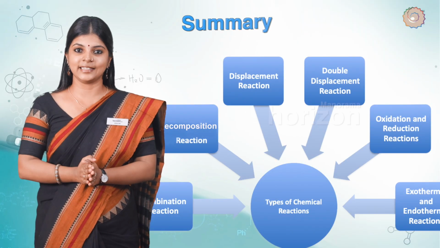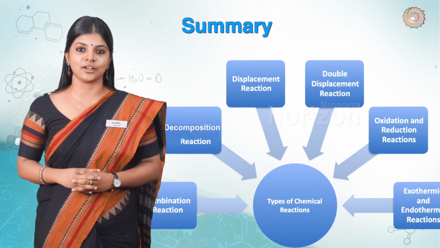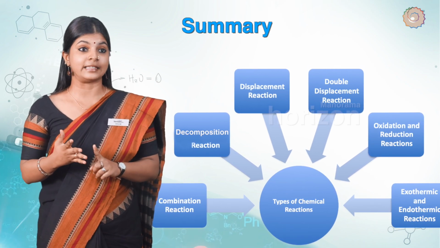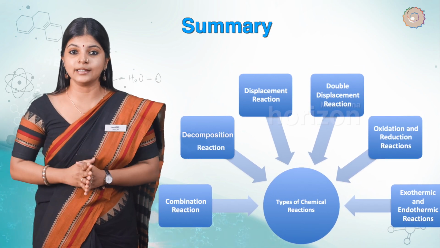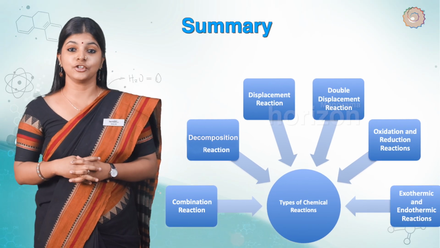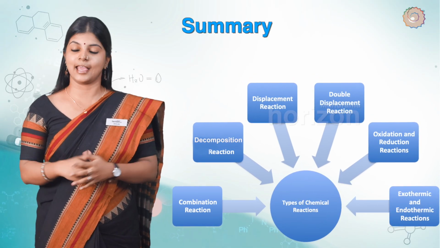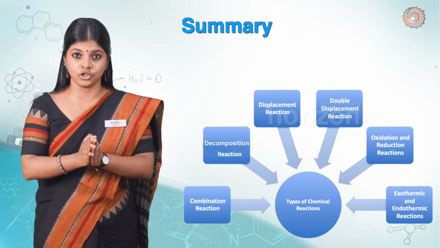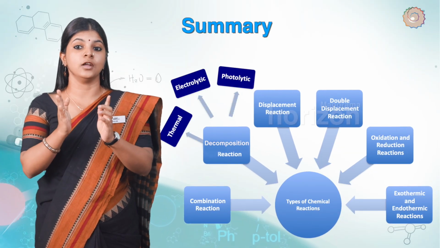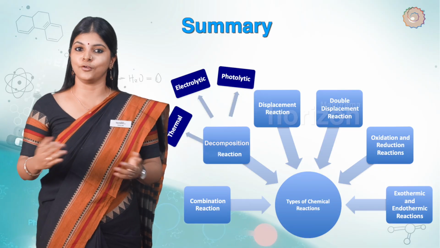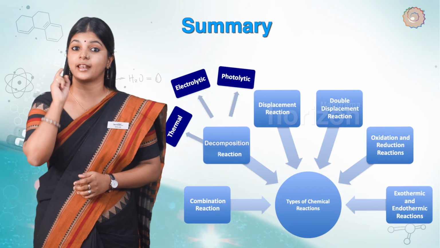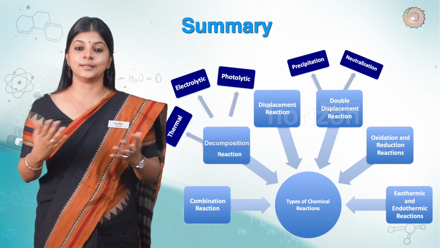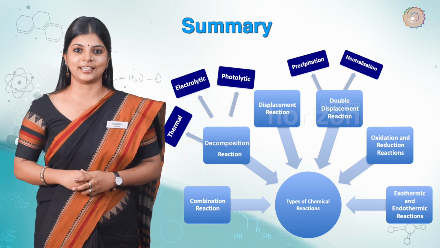Now to summarize, the different types of chemical reactions include combination reaction, decomposition reaction, displacement reaction, double displacement reaction, oxidation and reduction reactions, and exothermic and endothermic reactions, of which decomposition reactions are further classified into thermal, electrolytic and photolytic decomposition reactions, whereas double displacement reactions are classified into precipitation and neutralization reactions.